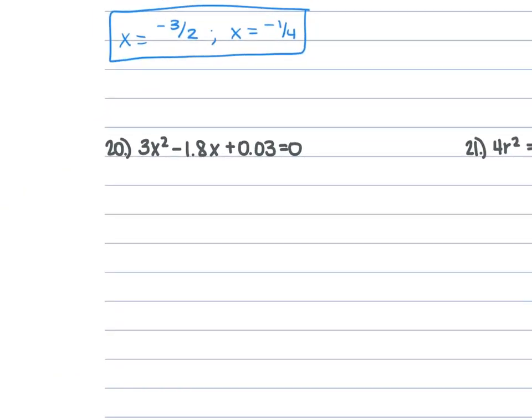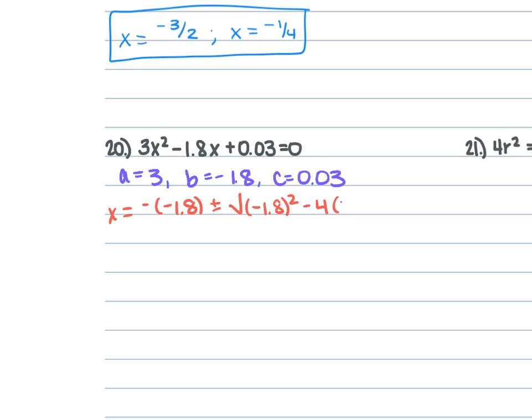For 20, we are given 3x squared minus 1.8x plus 0.03 is equal to 0. For this one, our a is 3, our b is the negative 1.8, and our c is the 0.03. So if we plug this into our formula, we have x is equal to a negative times negative 1.8 plus or minus the square root of negative 1.8 squared minus 4 times 3 times 0.03 all over 2 times 3.